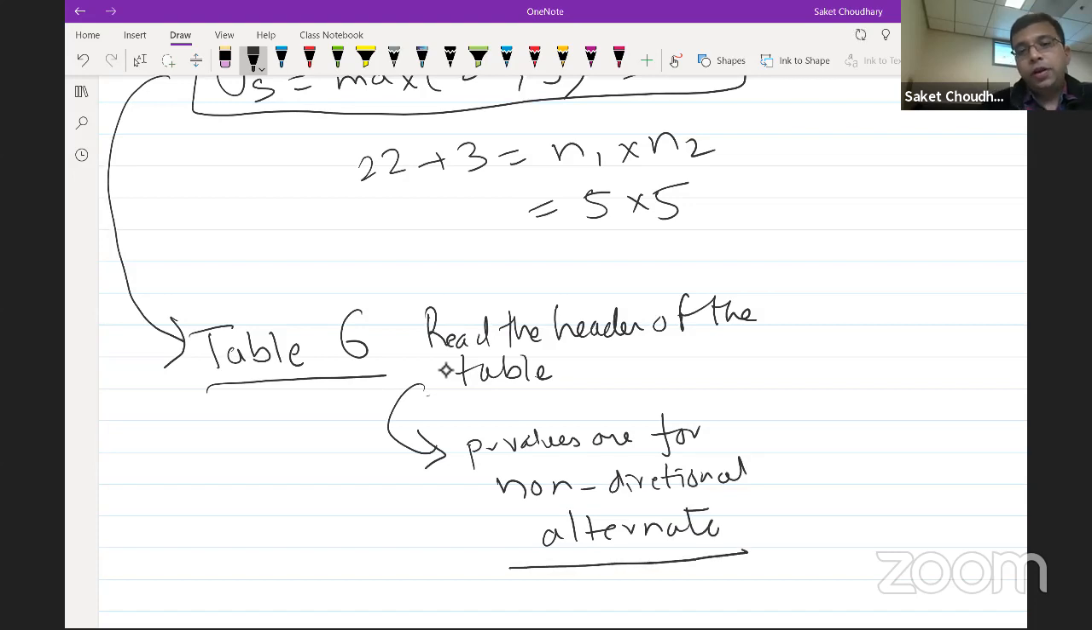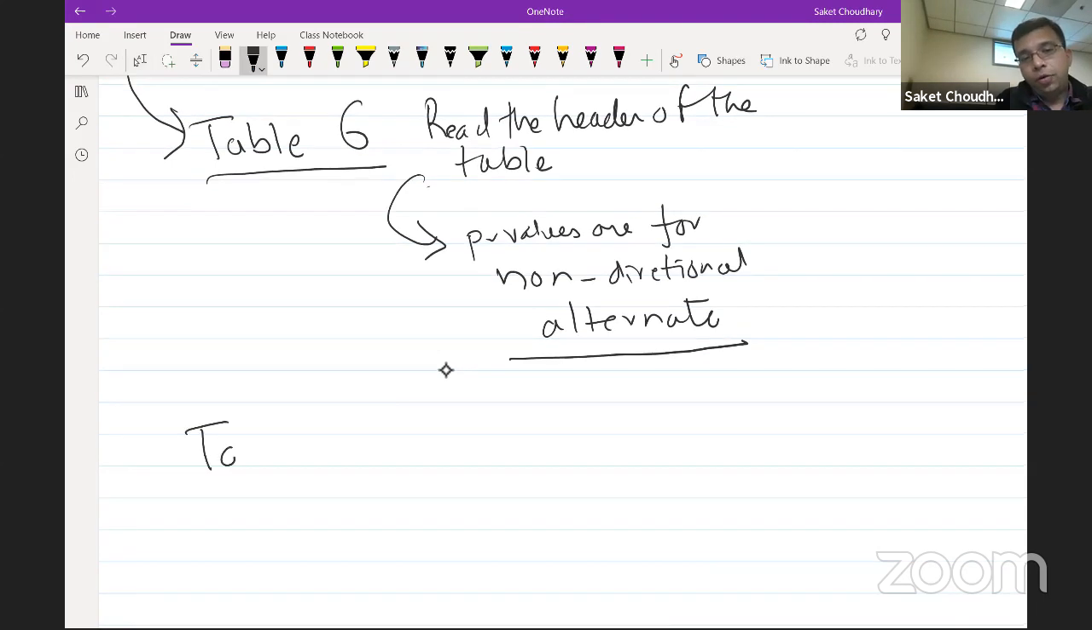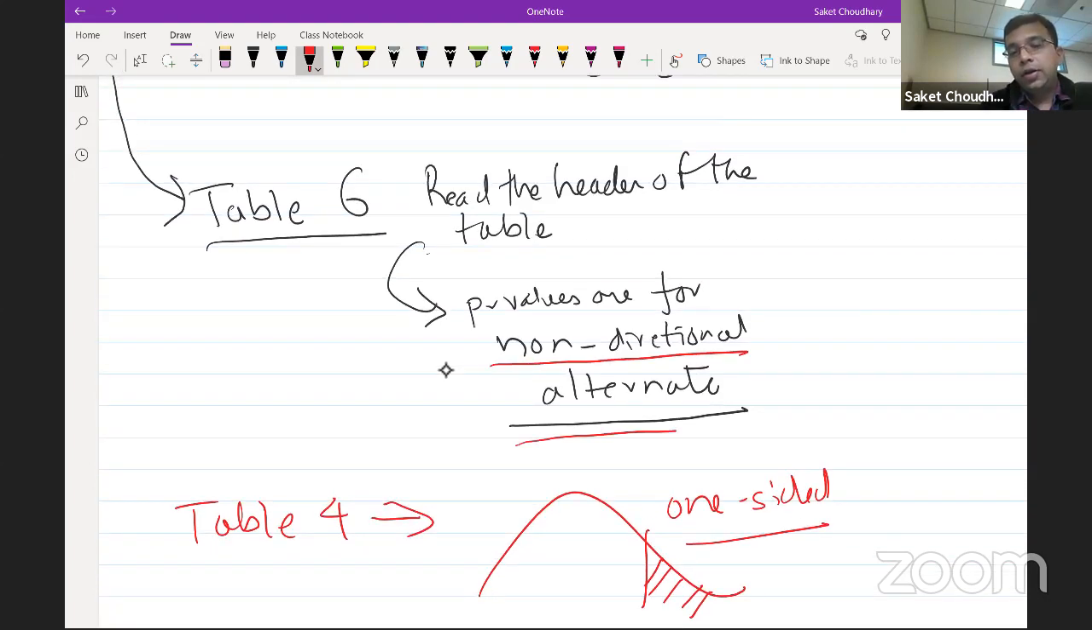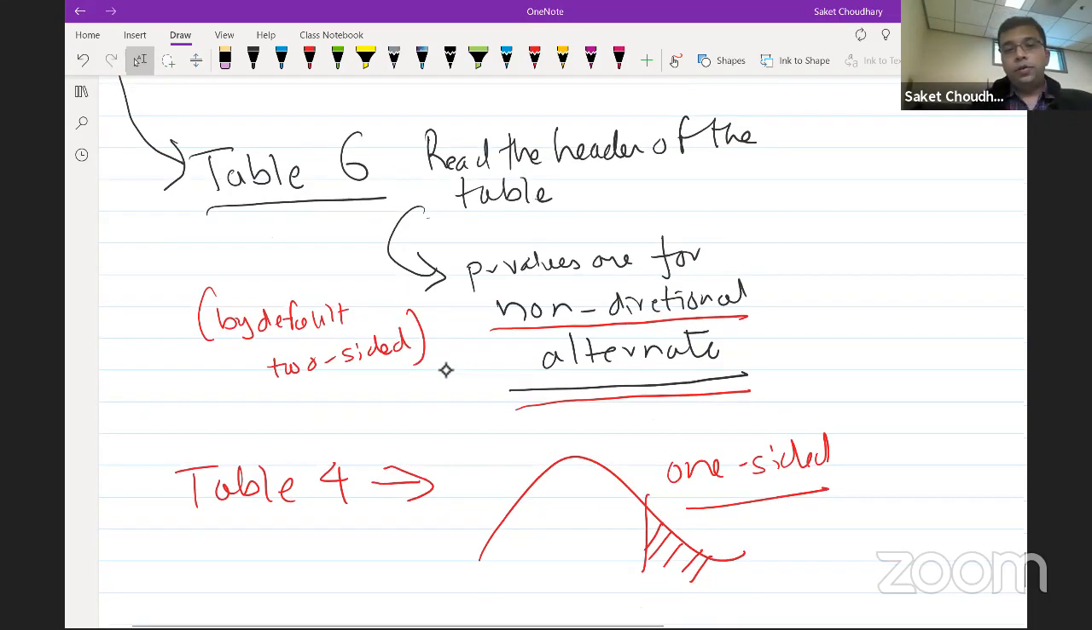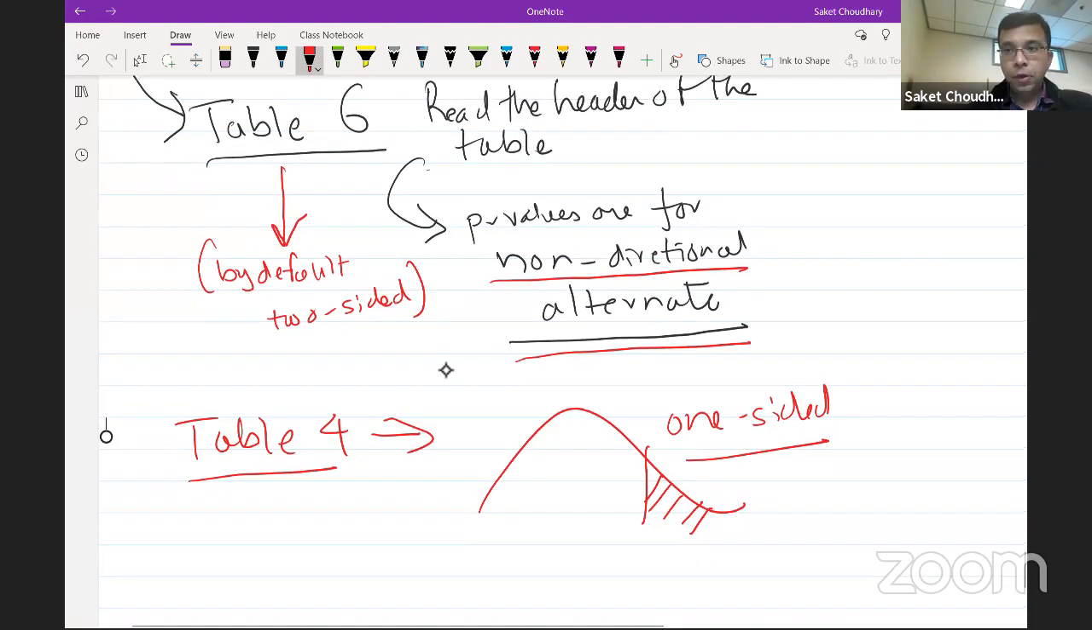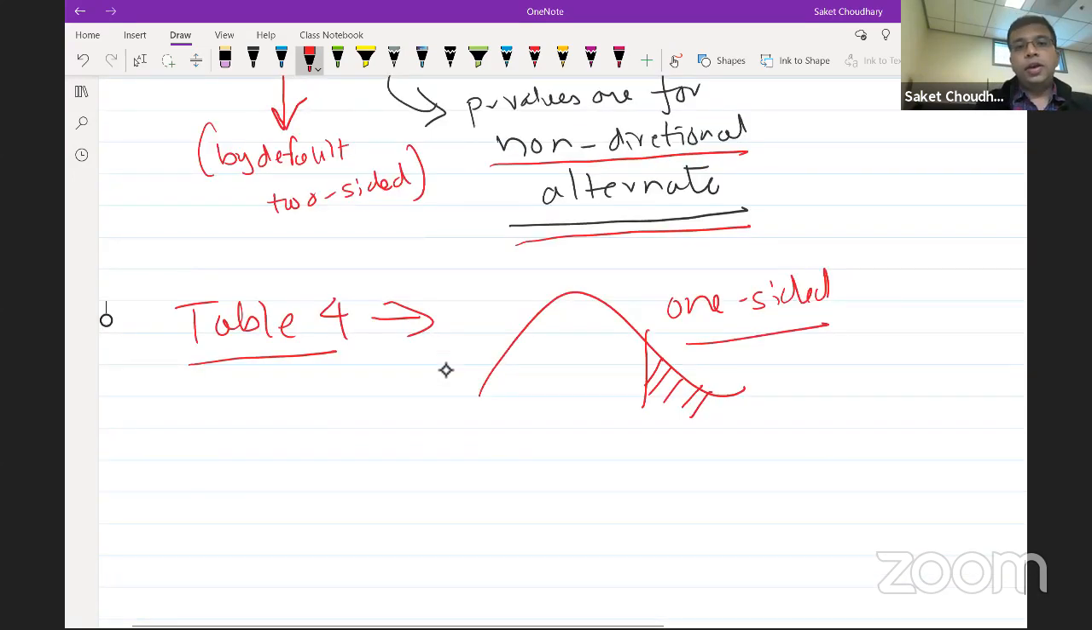Okay. Now this distinction is important because in table 4, let me write this down differently. So table 4 was different. Table 4 had this variation. That means it was by default one-sided. Okay. This is non-directional, so by default it's two-sided. Okay, that's a very important distinction. So table 4 by default is one-sided. Table 6 by default is two-sided. Okay, that's very important.